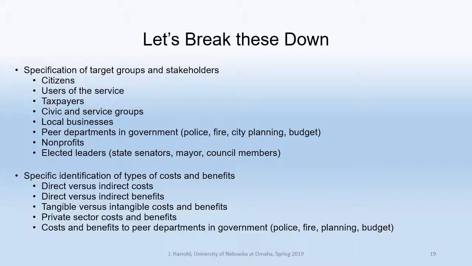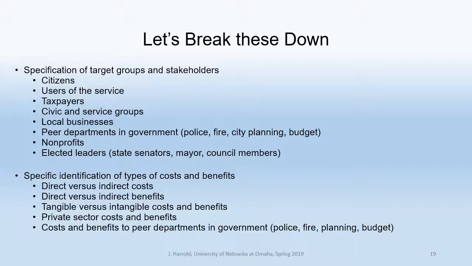So in your project, who are the target groups? Who are the stakeholders? So we think of stakeholders like citizens, but not all citizens will use the service. So who are the users of the service? And then taxpayers. So actually, this is a kind of a philosophical question. Are all citizens taxpayers? Are all taxpayers citizens? And do taxpayers and citizens at large have different interests? And then we have civic and service groups or local business groups who have interests in your project, right?